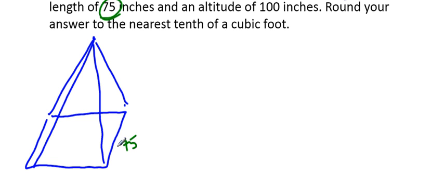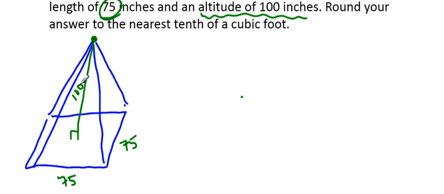Because this pyramid is a regular pyramid, I know that its base is a regular polygon, and thus all of its sides have the same length. Its altitude is 100 inches. So altitude, remember, is the perpendicular distance from the vertex down to the base. So that guy has a measure of 100.